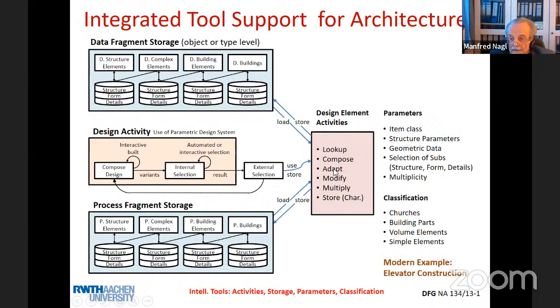The different activities we have here are look up here or here, compose, adapt, modify, multiply, and store. And the parameters are again listed here. So they are specific for the item class, corresponding to the structure, to a geometry, the selection of topics I would like to implant, and multiplicity, and so on. So this can even be extended in my lecture idea on software architectures.